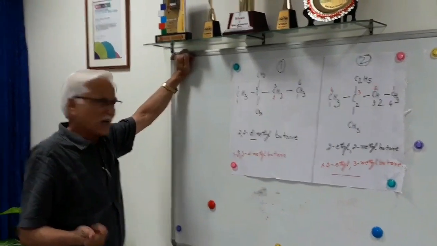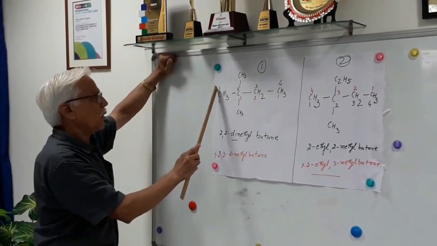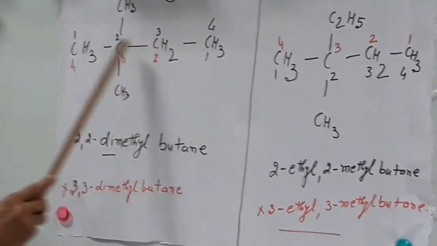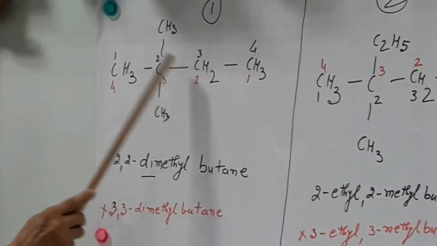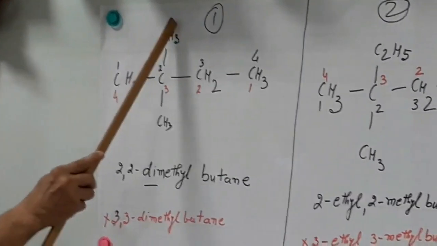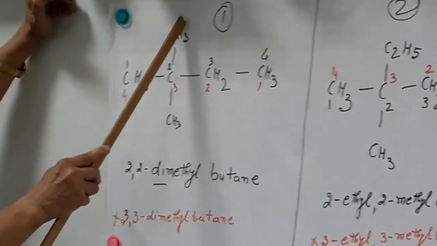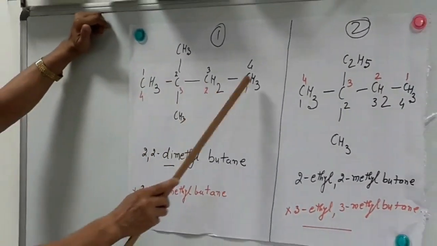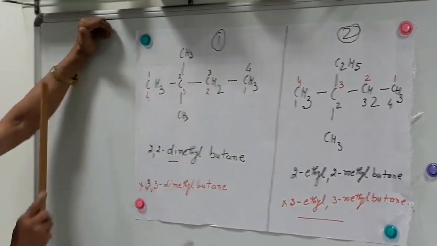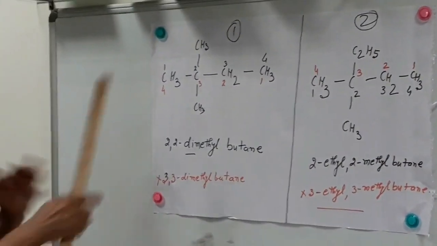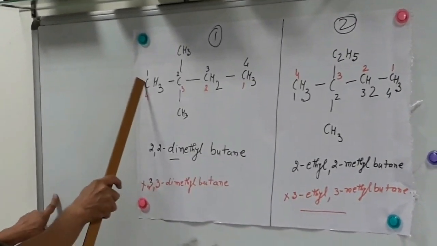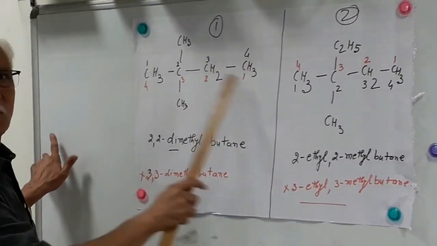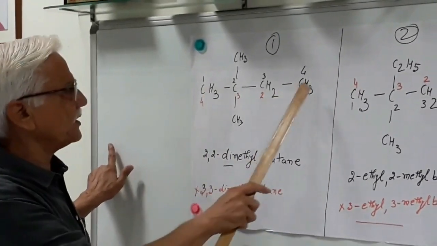The rule is longest chain. So, left to right, 1, 2, 3, 4, and so on. Where is the maximum number? 1, 2, 3, 4, not 3. 1, 2, 3 is also possible. But the longest chain is this. We will prefer this or this.